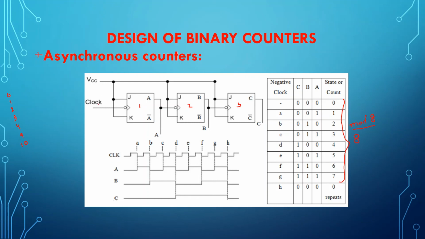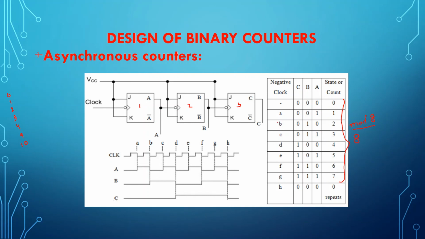So when no clock input is given, this will all be set to 0, 0, 0. So 0, 0, 0 automatically means it's the first count. When you give the first clock input, it's negative edge triggered. Your counter, or your flip-flops, which in turn make up the counter, will show 0, 0, 1, which means it is equivalent to 1, right?